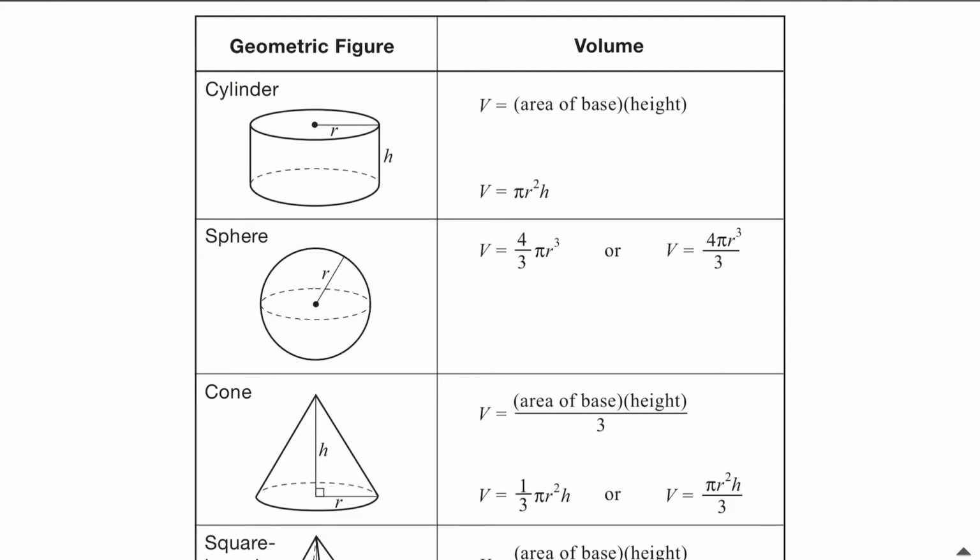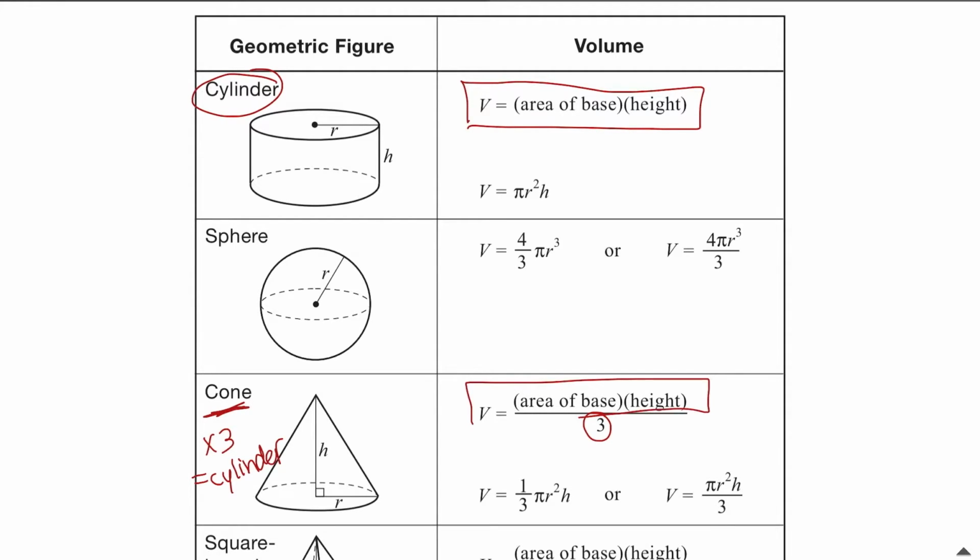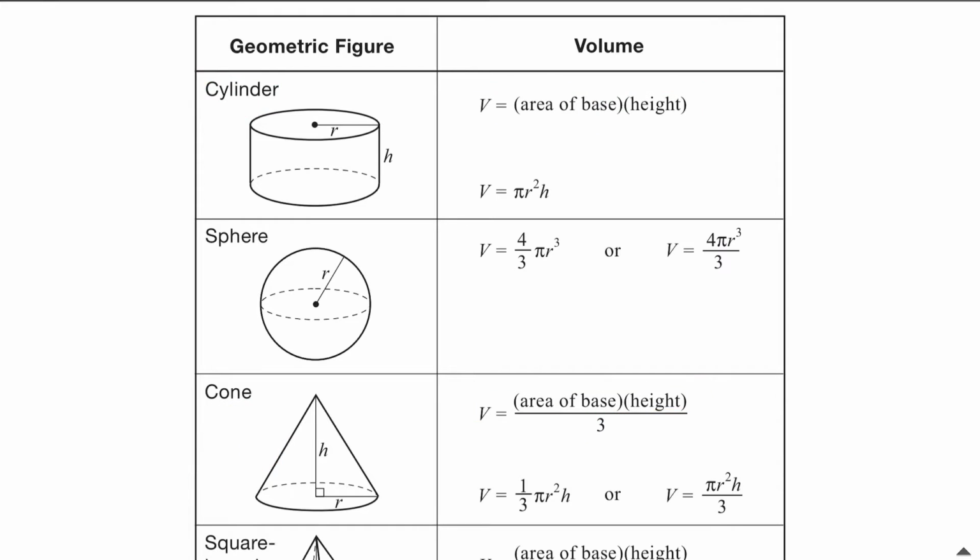Now, just like the square-based pyramid compared to the rectangular prism, the volume of a cone is always going to be 3 times smaller than a cylinder, because you need 3 cones to make a cylinder. So all we have to do is take the volume of a cylinder, which is the area of the base times the height, and then just divide that by 3. To find the area of the base, we always have to find the area of a circle, which is pi r squared, and then we multiply this by the height and then divide by 3. So let's go ahead and do that.